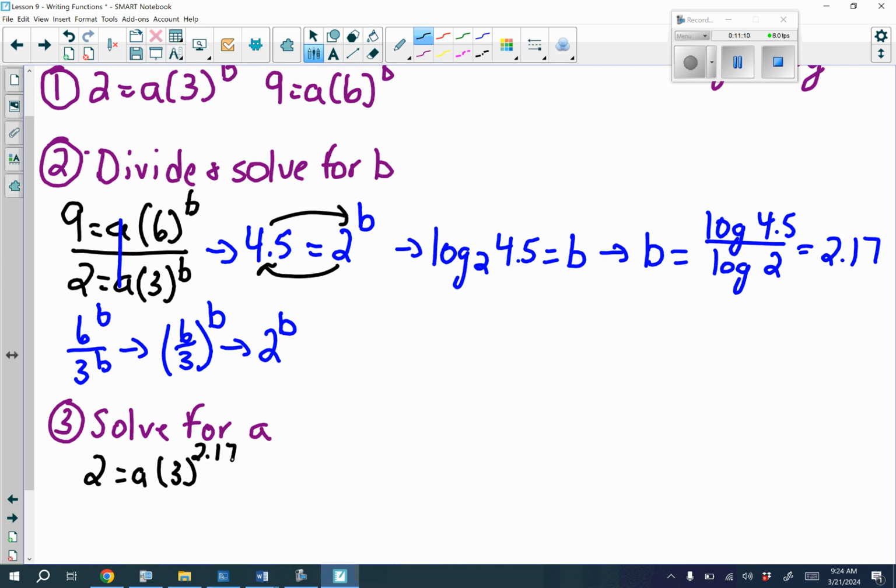Okay. Now from here, to get A all by itself, I'm going to go ahead and divide both sides by this 3 raised to the 2.17 power. The reason I'm doing this all at the same time is because if I go ahead and calculate 3 to the 2.17 power and then round back to 2 decimal places, I'm not really going to have the best approximation there. So I'm going to try to make this as close as I can. So I'm going to go ahead and plug more exact values into my calculator.